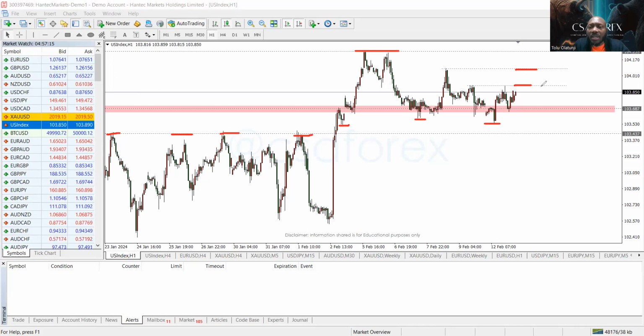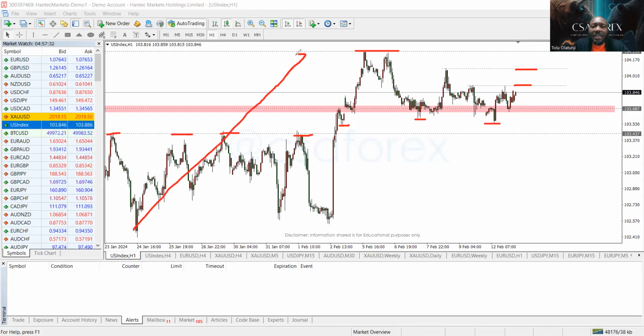So we could call this our area of interest for sellers, and then here our area of interest number 2 for sellers as well, right? So we must understand what the market is doing from different angles, and then use your price action to jump in, right?